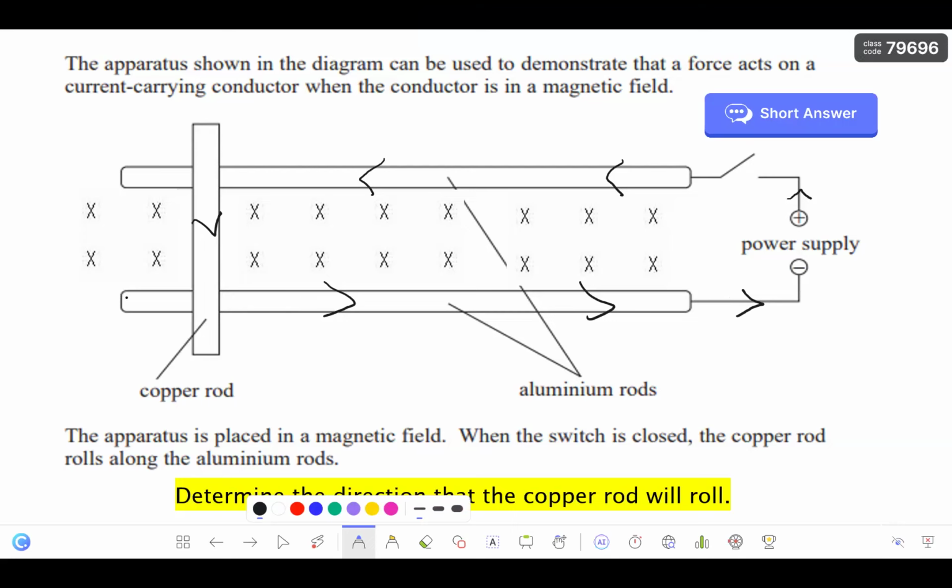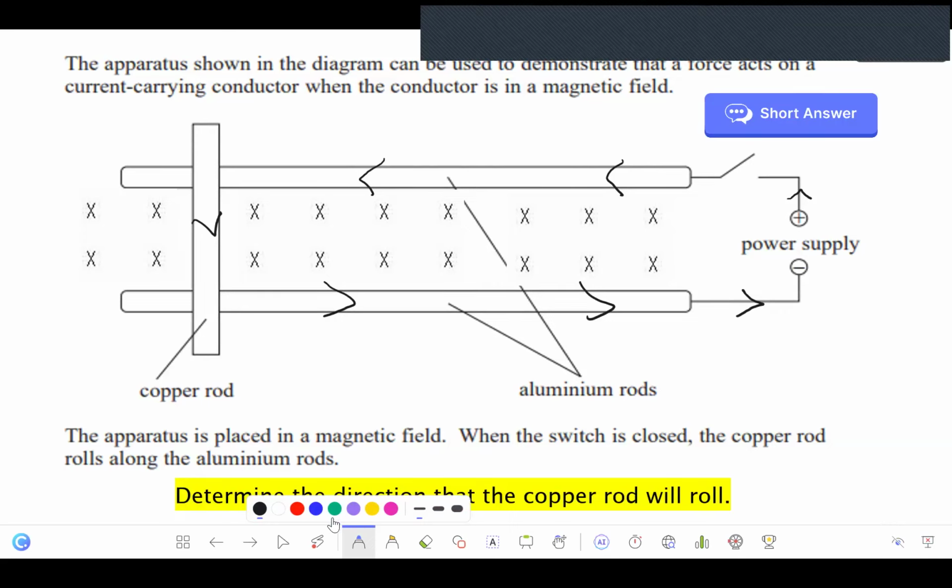So let's come and do it. I'm only interested in the movement of the copper rod, which means I am only interested in the current over here. So I'm going to highlight it in pink color. This is the part that I am interested in because my force can only move this. I couldn't move the aluminum rods because the aluminum rods are already fixed with the power supply. So I don't care about my arrows to the right or to the left. I only care about this arrow going down.